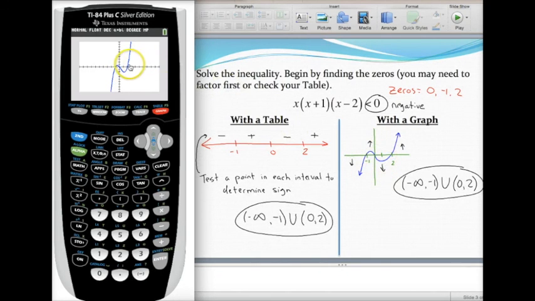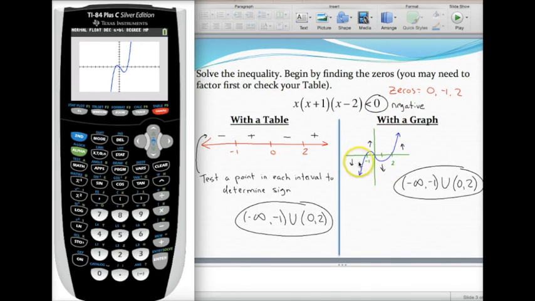And then if I take a section over here above 2, when x is bigger than 2, the graph is above me, so I drew an arrow pointing up. So I've kind of gone through and labeled where the graph is pointing up, or where the graph is down. In other words, where it's positive or negative. The problem asked me to find out when my graph was less than 0. And so the intervals would be where the graph is downwards.